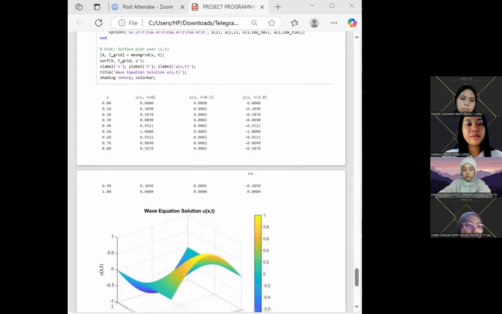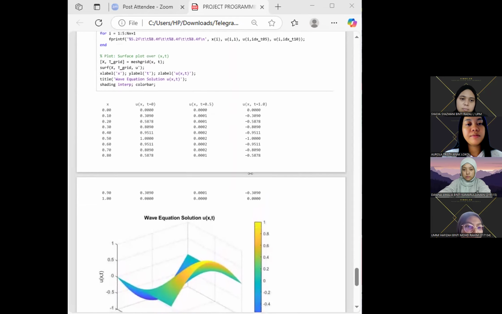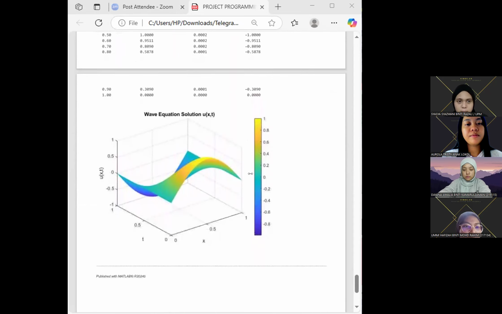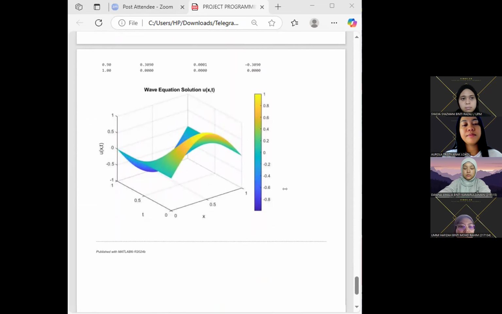This is the output for question 4. And this is the graph, which is the wave equation solution.